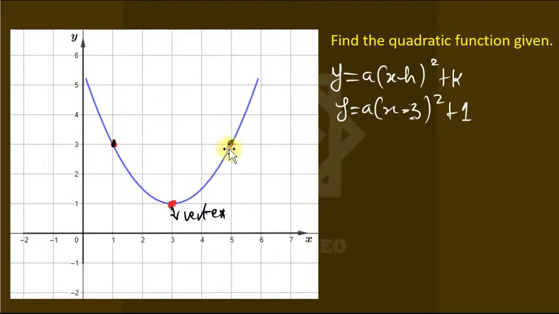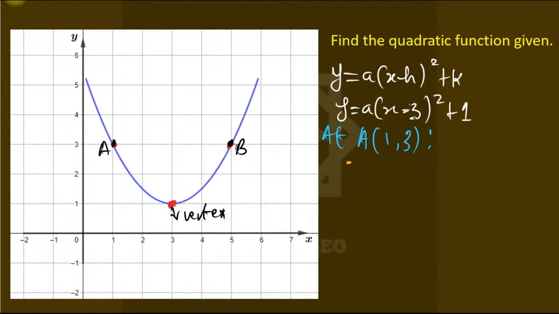The 2 points I can use are this point, maybe I call it point A, or point B. Either I use point A or point B, we get the same answer. But I would prefer A because it has the smaller x value. So let's use point A. At point A, x is 1, y is 3. So let's substitute. Wherever I see y, call it 3. And wherever I see x, call it 1.